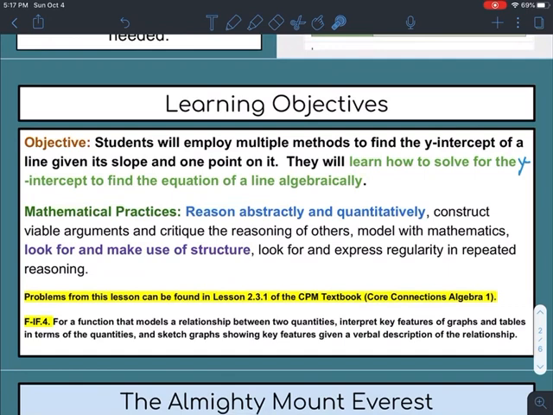Okay, so as we're doing this, remember our jobs as mathematicians is to reason abstractly and quantitatively, as shown right here. We're also looking for and making use of structure, and what that means is we're looking for and making use of structure of what is in the word problem, so that way we can solve for it. Okay, we're looking for keywords or phrases, and we're using what we already know from before about slope and y-intercept and other parts of the equation to solve for a problem. Okay, so let's go ahead and get started.